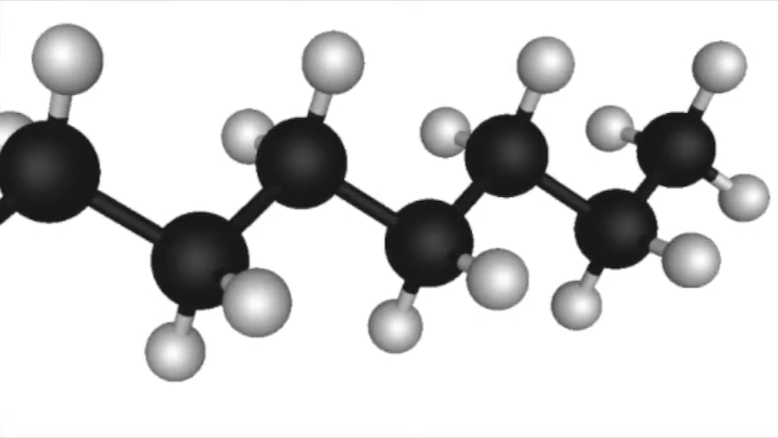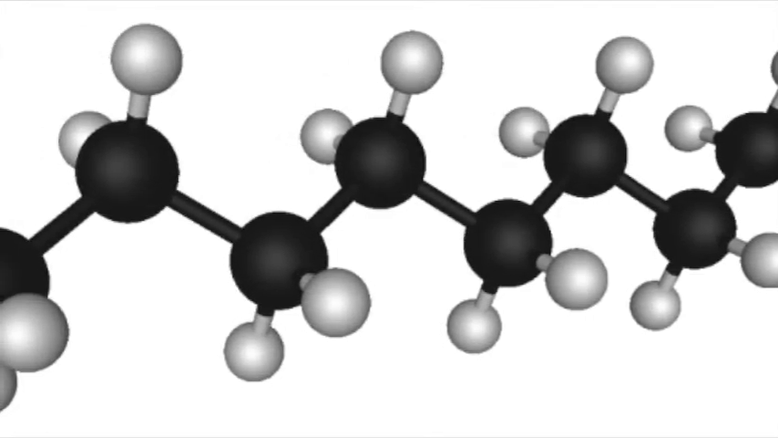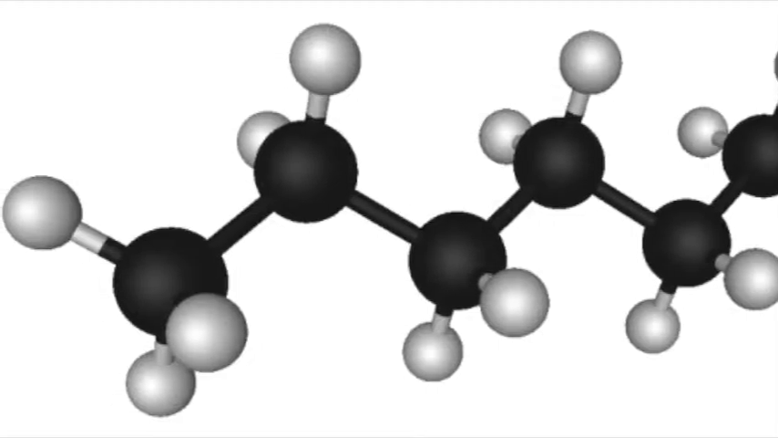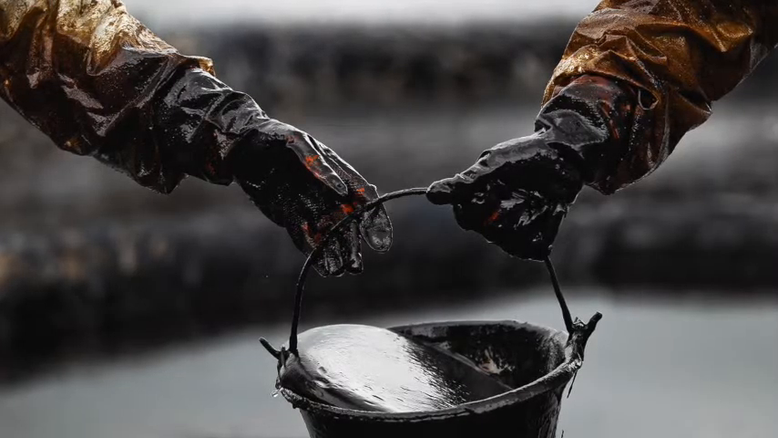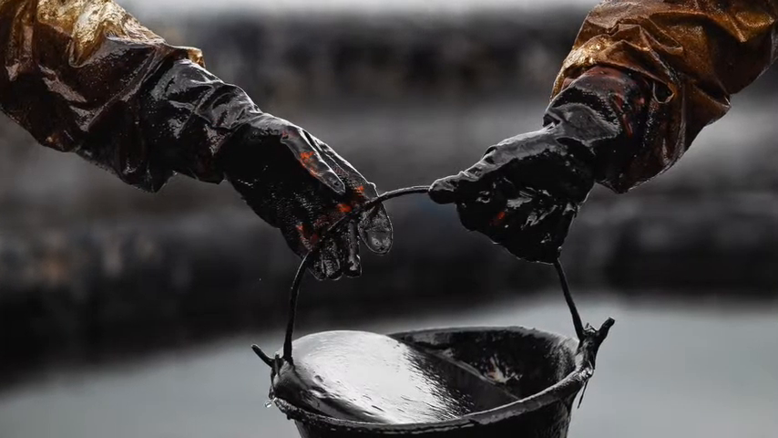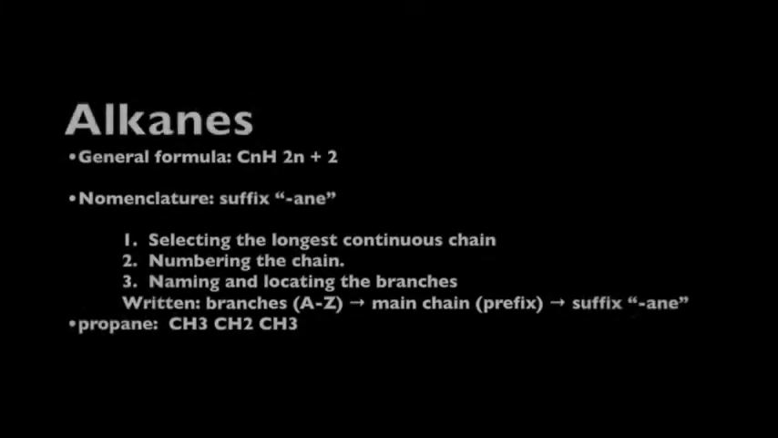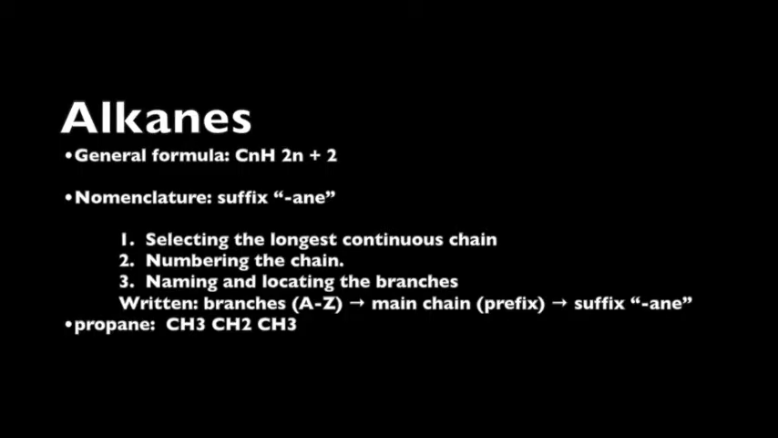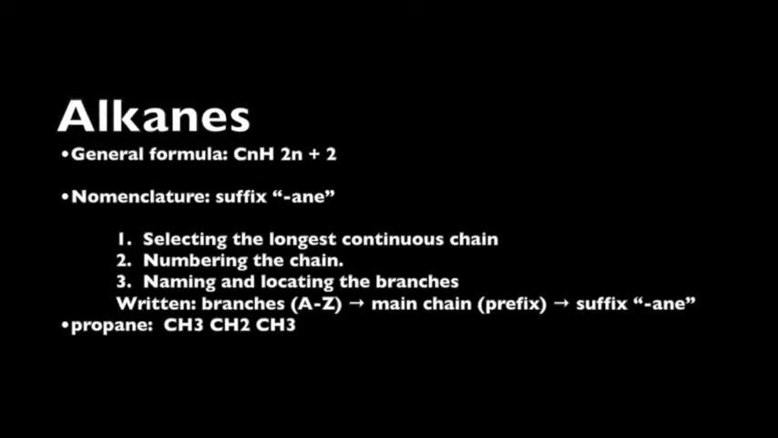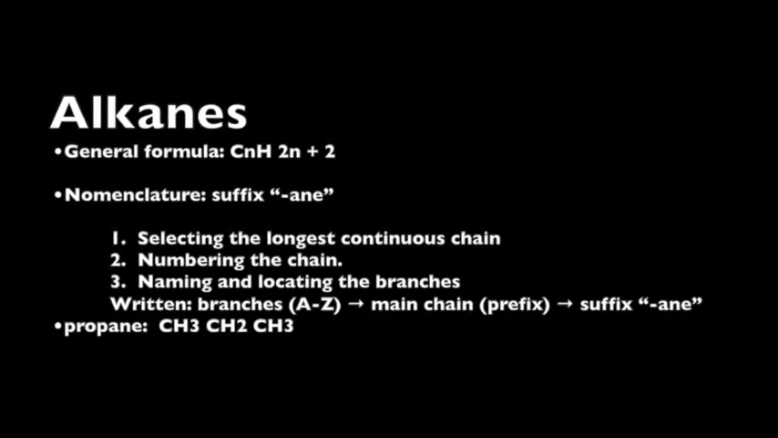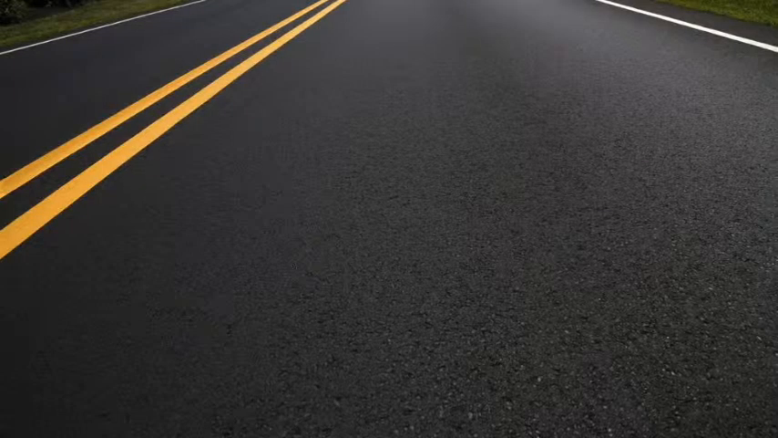Hydrocarbons are the simplest organic compounds that contain only hydrogen and carbon. They are obtained from petroleum. There are three types of hydrocarbons: alkanes, alkenes, and alkynes. Alkanes, which are also known as paraffins, have only single covalent bonds. Therefore, they are saturated.